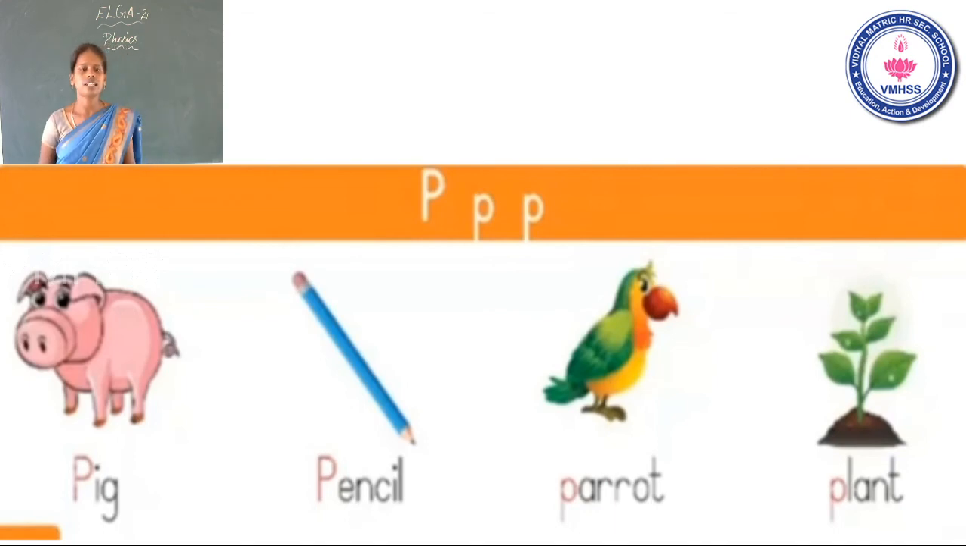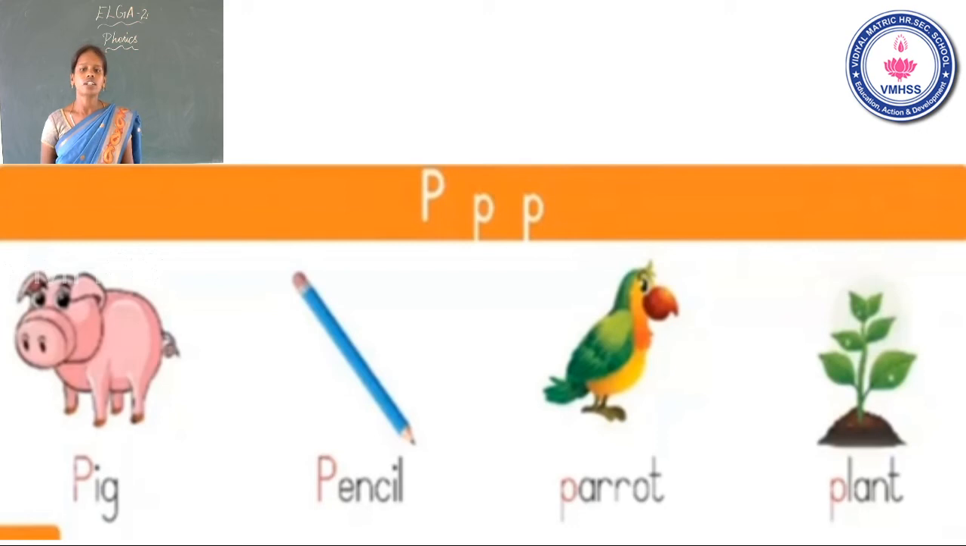The first one is panda. Panda. Okay. The second one, pencil. Pencil. Third one, parrot. Parrot. Fourth one, plant. Plant. It's clear.